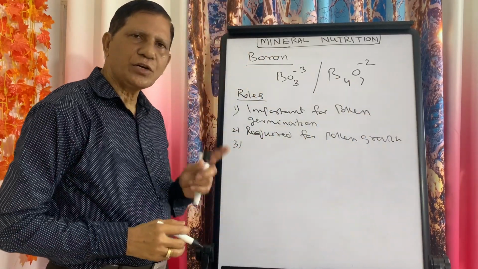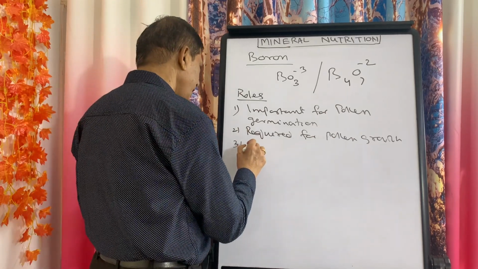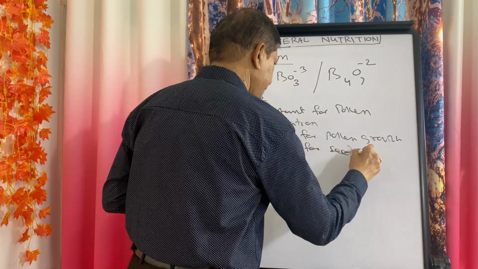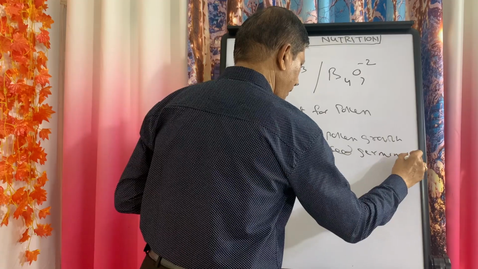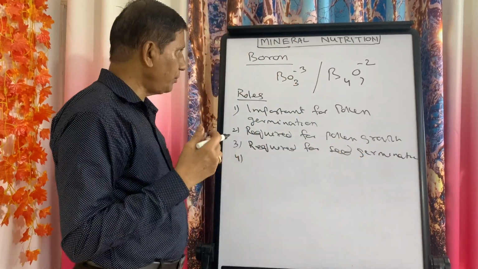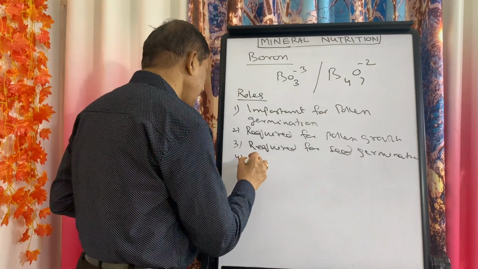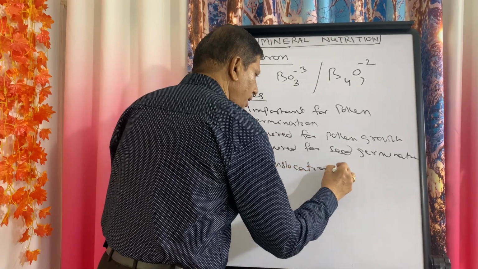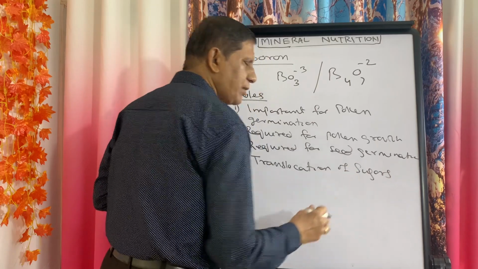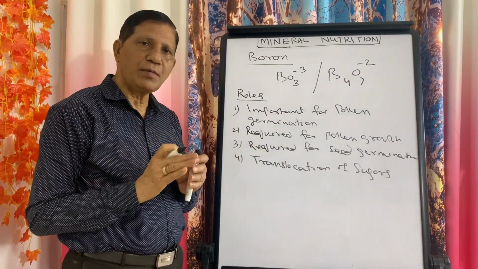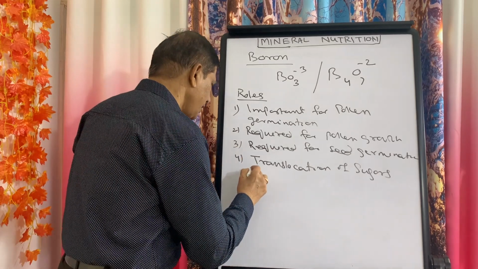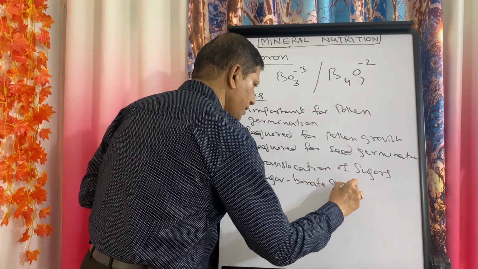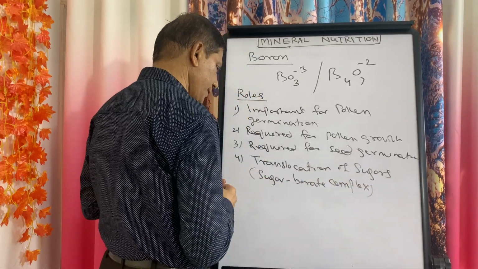Side by side, it is also required for seed germination. The other thing that depends upon boron is the translocation of sugars. Usually sugars are translocated in the phloem in the form of a sugar borate complex. So for this also it is important.